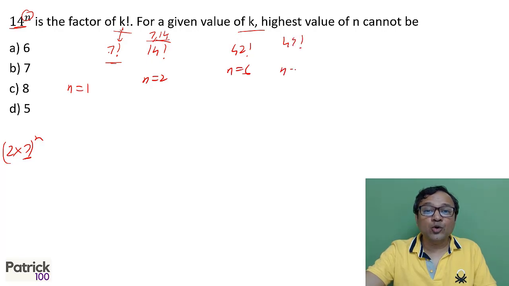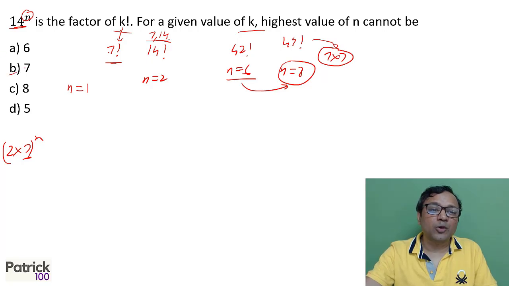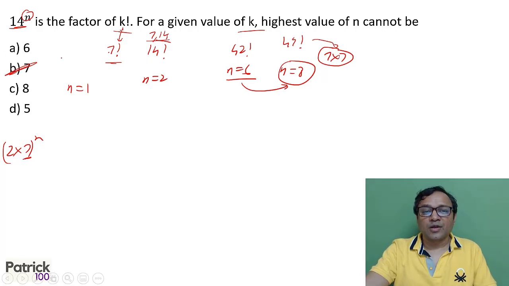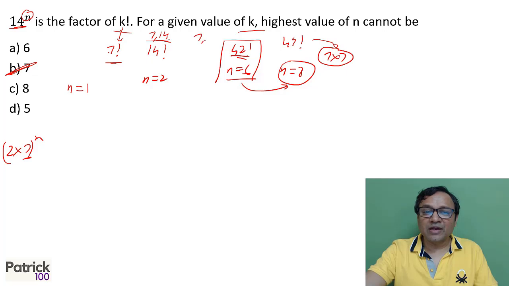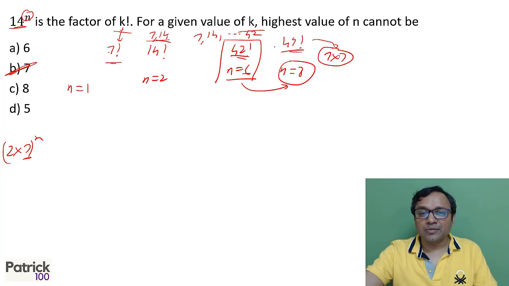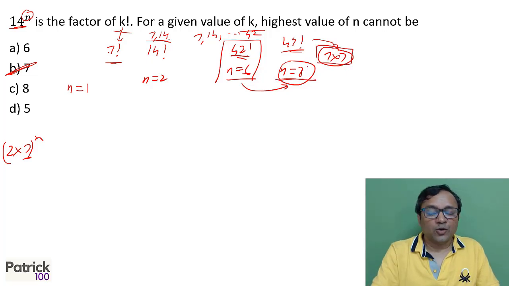At 49 factorial, you'll have n equal to 8. Why n equal to 8? Because up to 42, you have six 7's. But 49 is 7 into 7, remember that. So you'll have two extra 7's, and n becomes 8 instead of 6. So n equal to 7 is not possible, B option. Up to 42 factorial, you'll have six 7's because of 7, 14 up to 42. The moment you go to 49, you'll have two extra 7's, so it will become n equal to 8. So n equal to 7 is not possible.